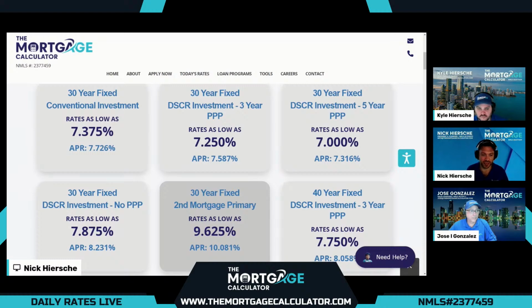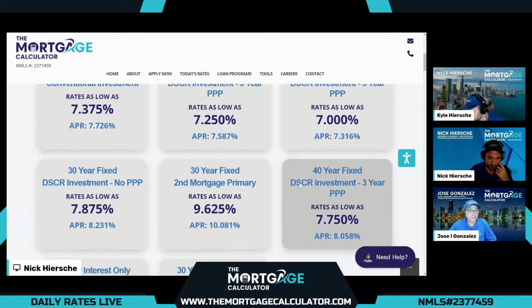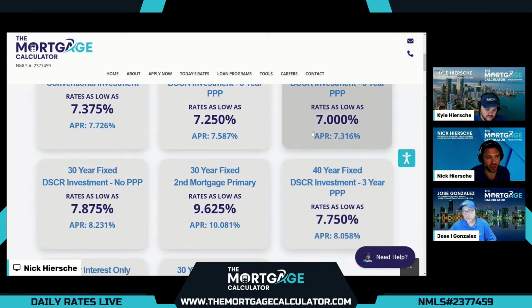And the final DSCR option, a cool version, a 40-year amortization option for our investors that want to maximize the cash flow. That will lower the payment, obviously, so maximize the cash flow there with a 3-year prepay. This comes in at 7.75, final APR 8.058. So just a little bit higher than a conventional option here to do 40-year amortization. So great options here. Let's get into Jose's example for today.